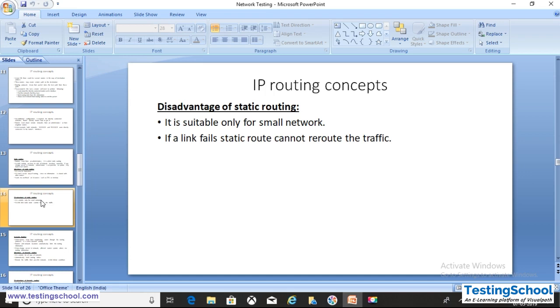If a link fails, static route cannot reroute the traffic. So this is one problem. In the case of failure, it will not take another path automatically.